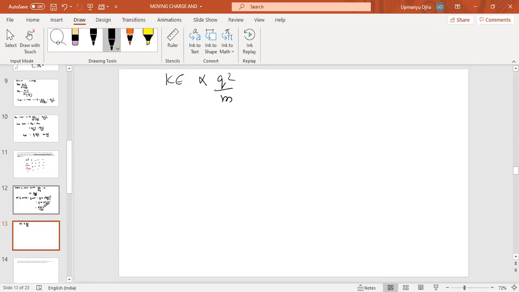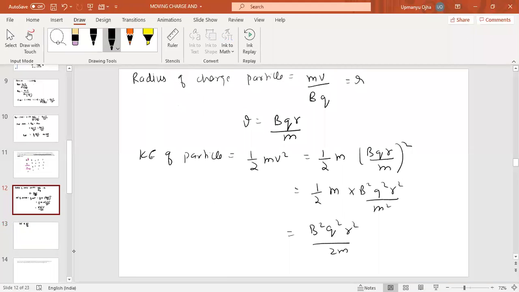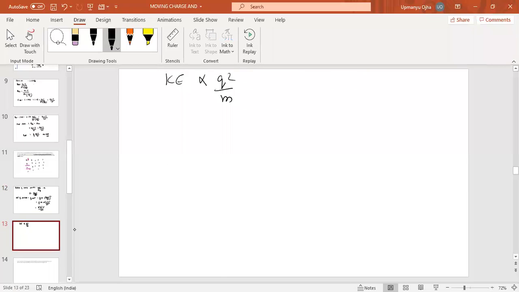Is this correct or not? Why can I write here? Because the radius of both the particles is the same, and B is also not changing, magnetic field is also not changing. So can we say the kinetic energy will be proportional to q square by m? So the kinetic energy of alpha particle would be equal to charge on alpha whole square by mass of alpha. Similarly, the kinetic energy of proton will be equal to charge on proton whole square by mass of the proton.